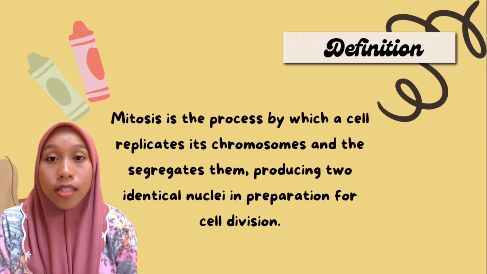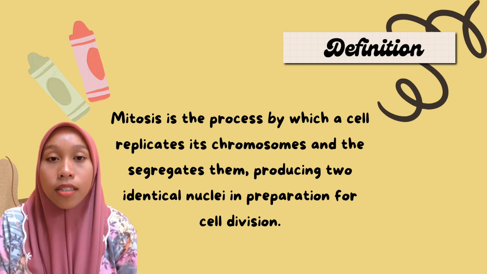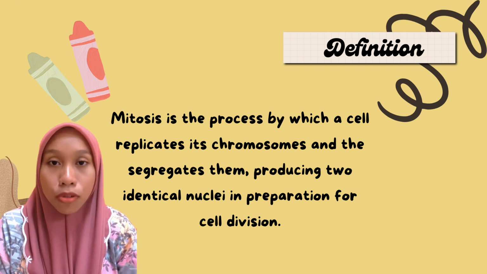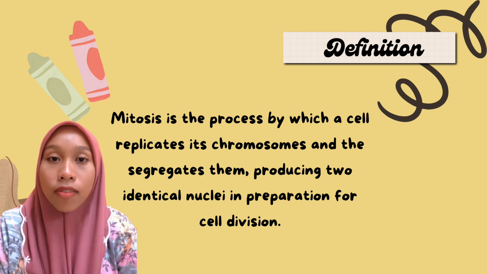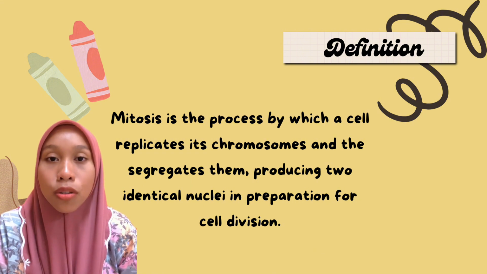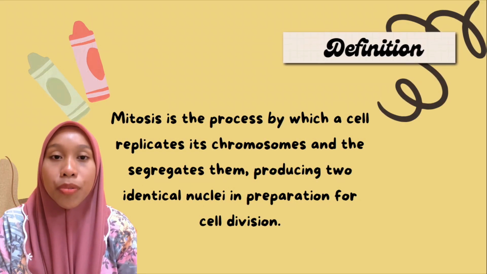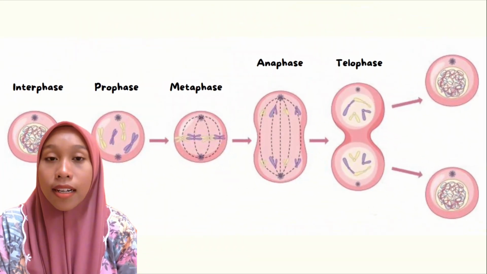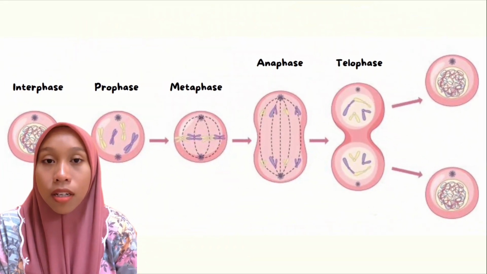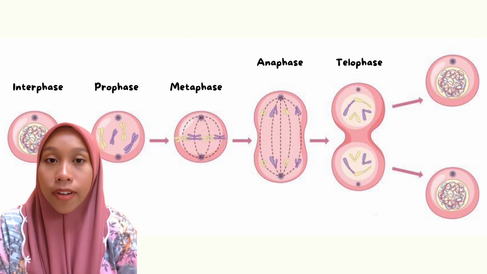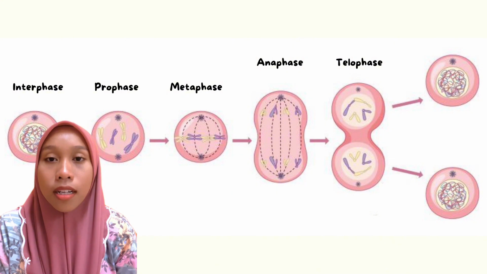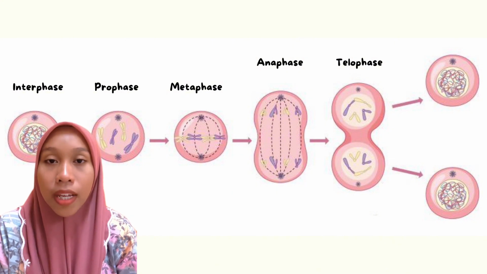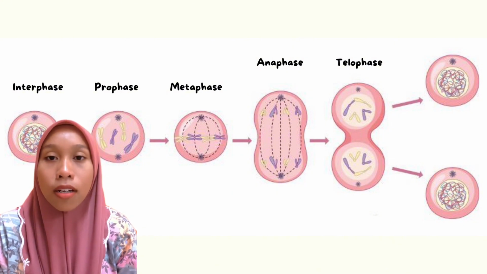So, let's move on to the mitosis. The definition of mitosis: mitosis is the process by which a cell replicates its chromosomes and then segregates them, producing two identical nuclei in preparation for cell division. So, these are the stages of mitosis. What we have here is interphase, in which prior to mitosis, each chromosome makes an exact duplicate of itself. The chromosomes then thicken and coil.